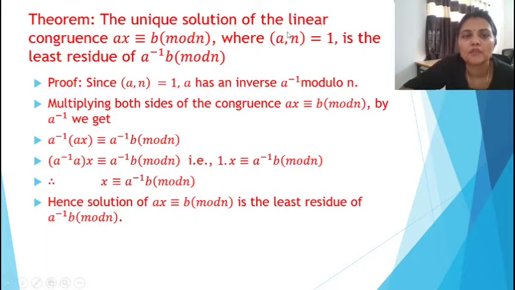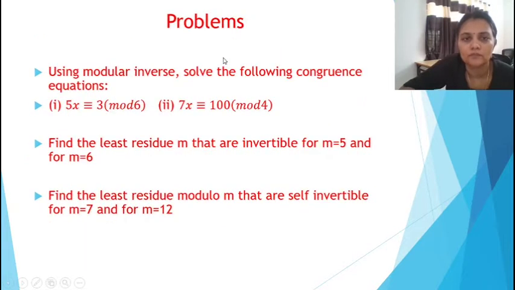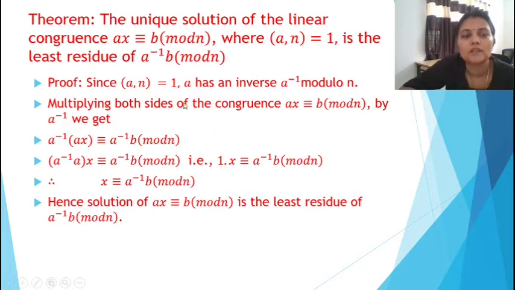The unique solution of the linear congruence ax ≡ b (mod n), where GCD(a, n) = 1, is the least residue of a⁻¹b mod n. Proof: GCD(a, n) is equal to 1, so a has an inverse, a⁻¹ modulo n. According to our definition, it has an inverse, which is a⁻¹ modulo n. Now our congruence ax ≡ b (mod n) is given.